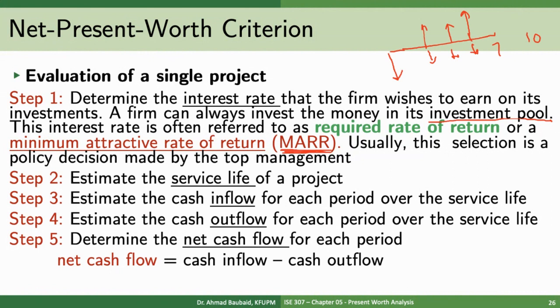And then you determine the net cash flow for each period. Now I have these 2 arrows here. If this one is larger, then I subtract the smaller one, the bottom one, from the top one, and I get my net cash flow diagram, right? My net cash flow is basically my cash inflow minus my cash outflow at any given time period. So, so far we haven't really said much, right?